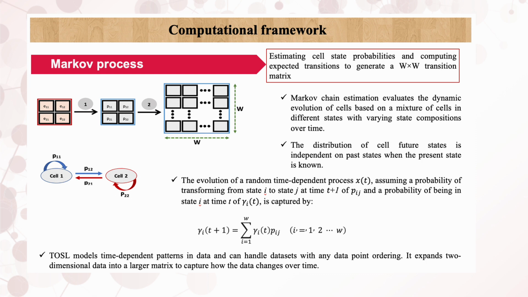Secondly, considering cell states vary discretely with time, we next estimate the probability of a cell being at a chosen state at the next consecutive time step. Our computational framework models time-dependent patterns in data and can handle datasets with any data point ordering. It expands 2-dimensional data into a large matrix to capture how the data change over time.